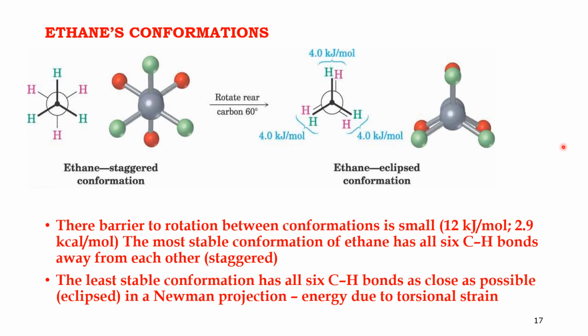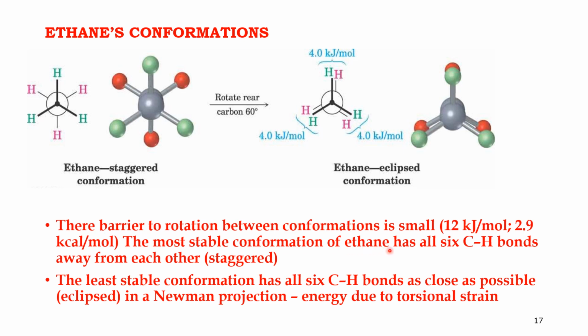Now see here, the barrier to rotation between the conformations is very small. That means at room temperature, the carbon-carbon rotation occurs. The energy barrier is only 12 kilojoules per mole. That means the conformations interconvert rapidly from staggered to eclipsed and eclipsed to staggered.